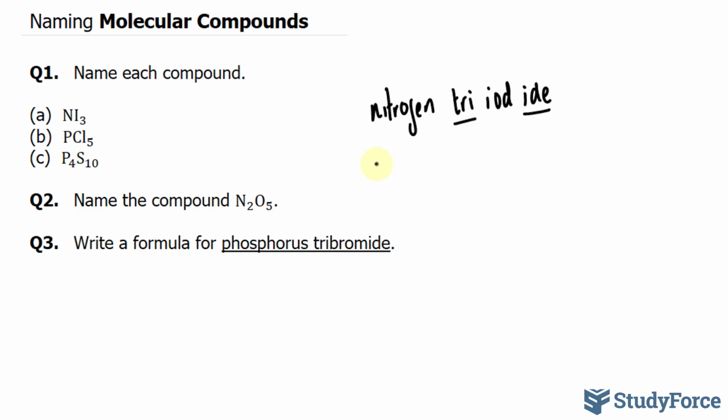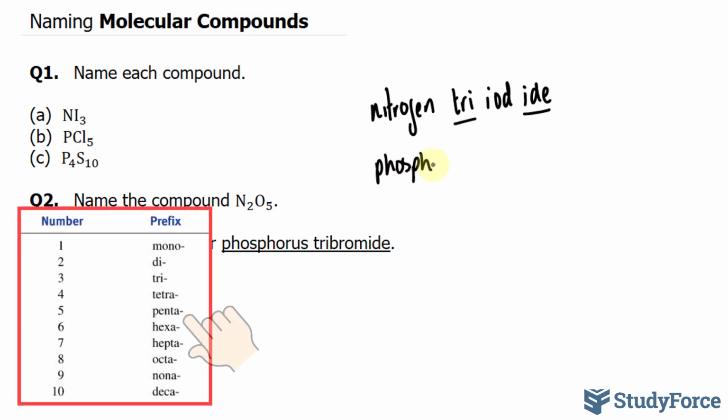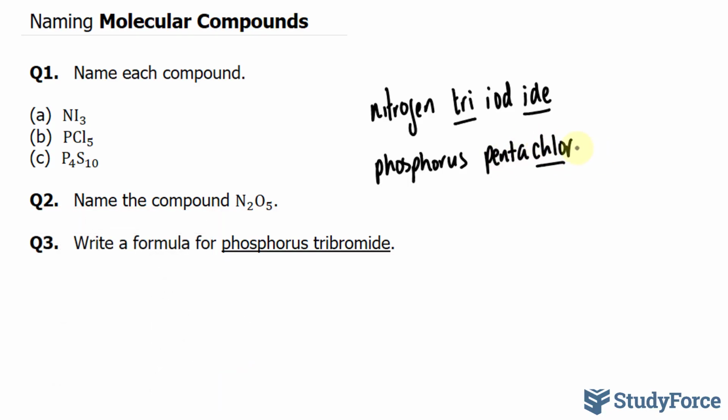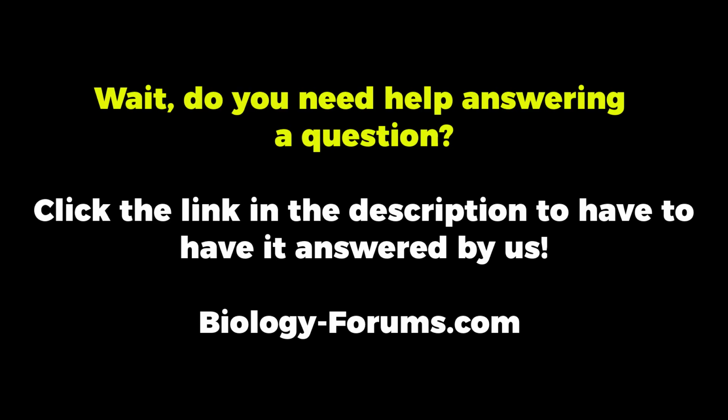Putting all that together, we end up with phosphorus, penta, chlor, which is the base, ide. Phosphorus pentachloride. In question C, our compound has 4 phosphorus atoms and 10 sulfur atoms.